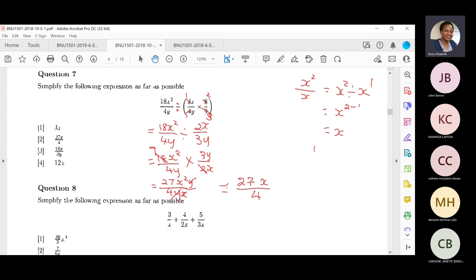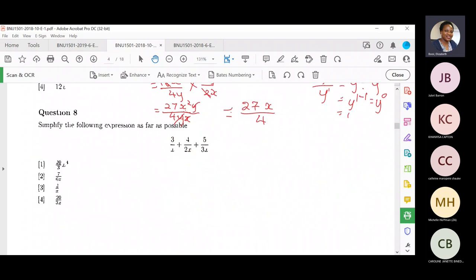And in the same way, y divided by y, which is y to the power of 1 minus 1, which is y to the power of 0, which is equal to 1, hence at the bottom. Hence, y disappears. So the answer here will be option 2. So it is true, this will be a division, not a subtraction.